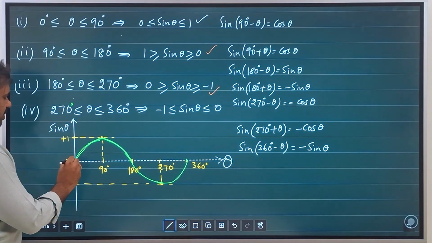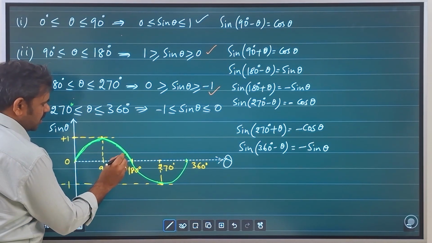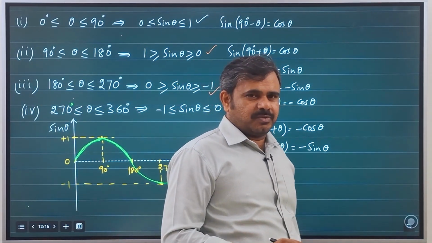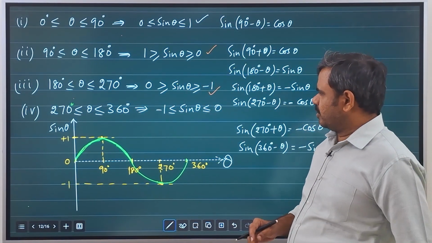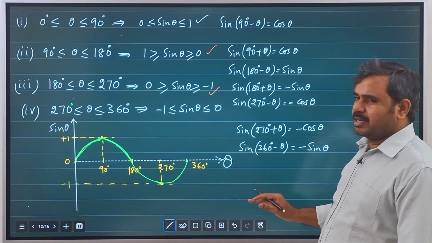So this is the shape of the graph. Why is the graph not a straight line? Why is it a curve? What type of curve is it? That we will discuss when we discuss graphs. So this is how sine theta changes as theta changes.